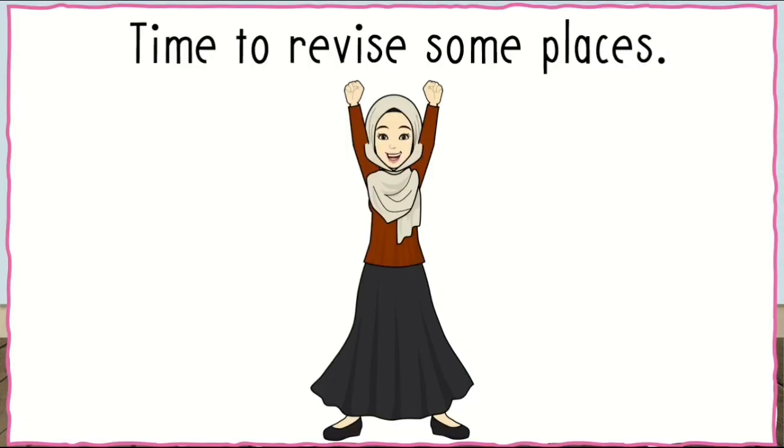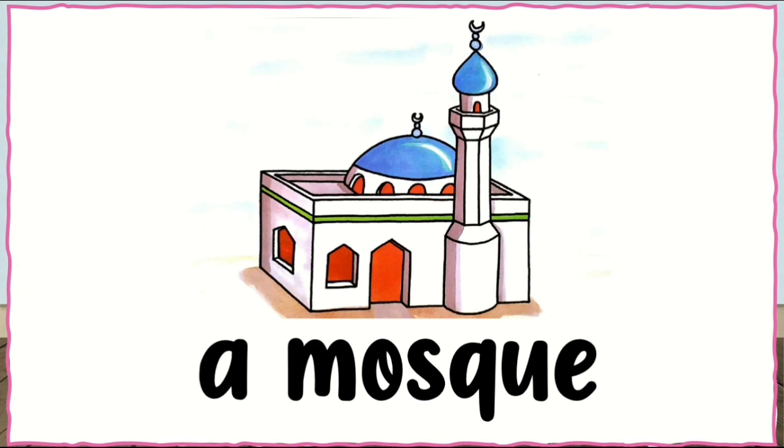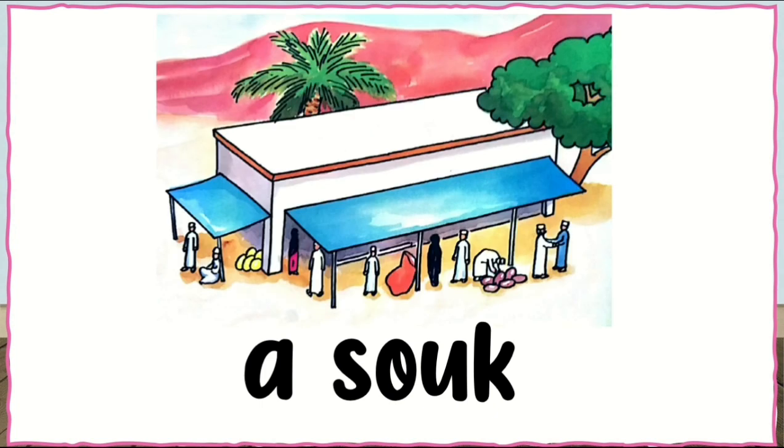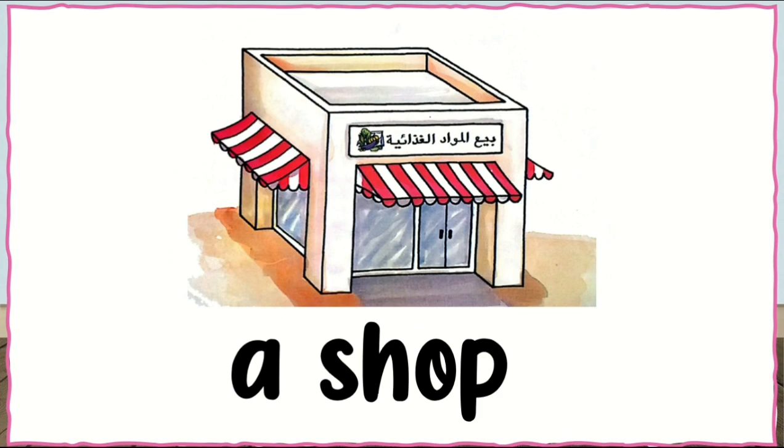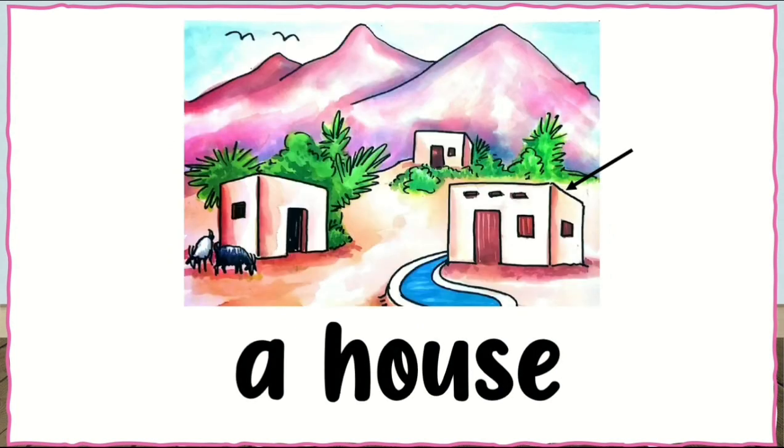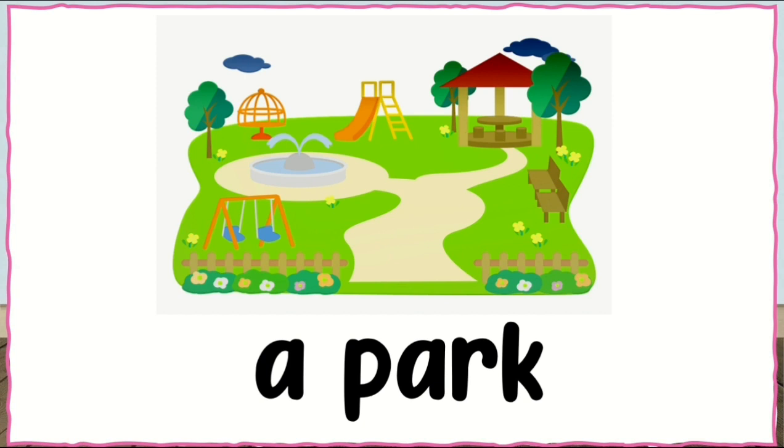Time to revise some places. Let's start by revising some vocabulary and places we learned in the first lesson. Are you ready? Let's start. A mosque. A mosque. A souk. A souk. A shop. A shop. A house. A house. A park. A park.